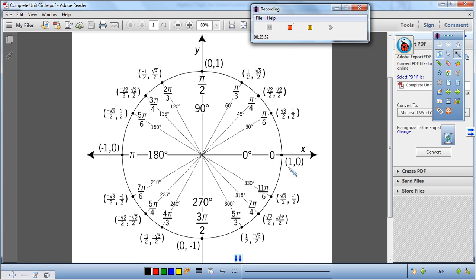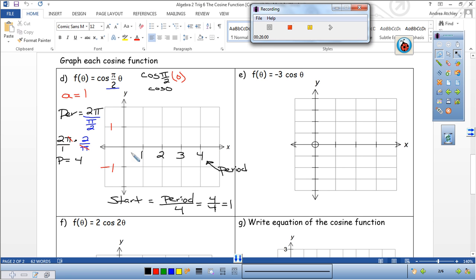And the cosine of 0 is 1. So when x is 0, my cosine is 1. But I'll plug in the next one. I'm going to plug in 1. So I'm going to get the cosine of pi over 2 times 1, which just gives me the cosine of pi over 2.